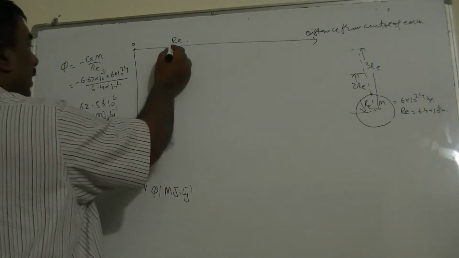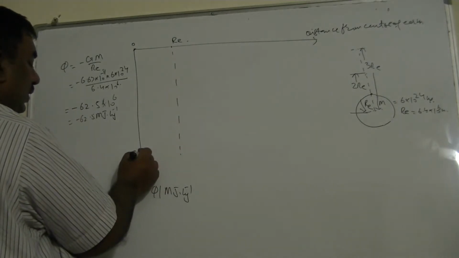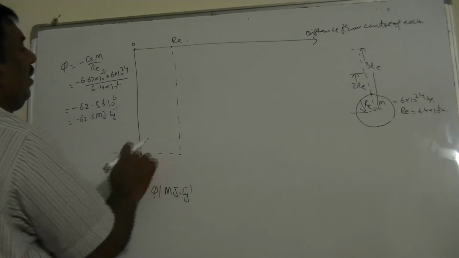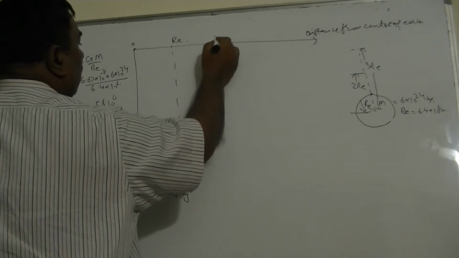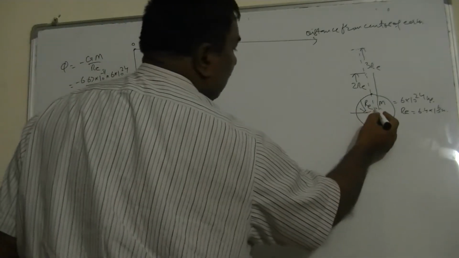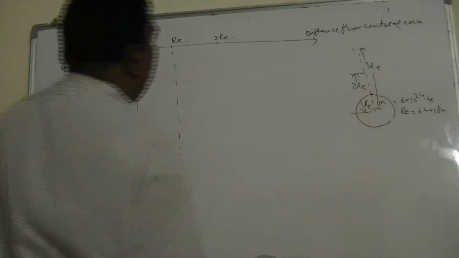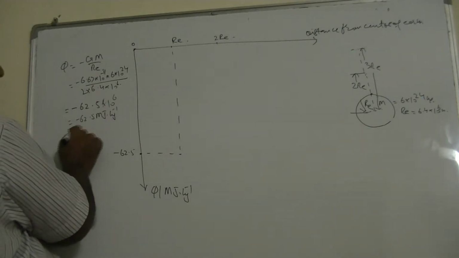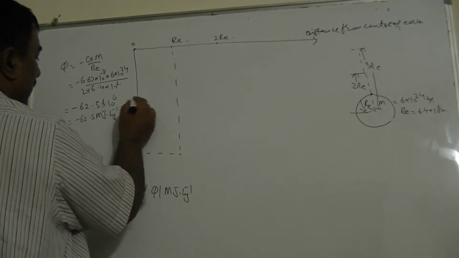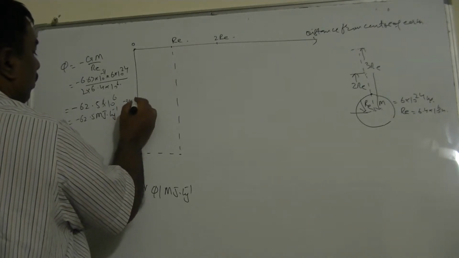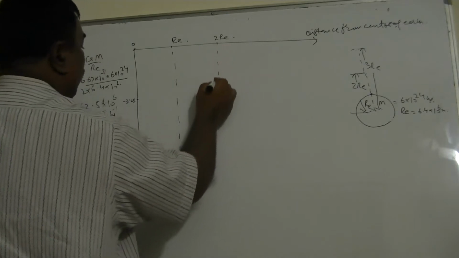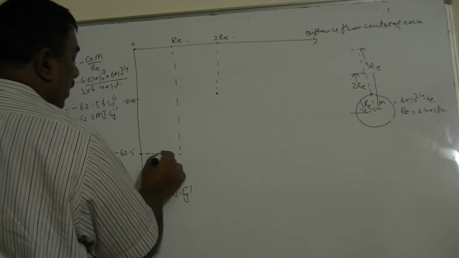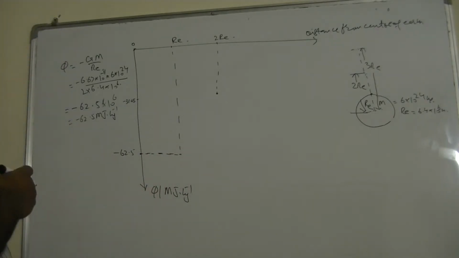Now at Re, this value is minus 62.5 megajoules per kg. I am giving this dotted line. At 2Re, 2Re means the distance is 2Re from the center, twice the radius of Earth. Here it will come, and this calculation will be divided by 2. It comes minus 31.25, and at minus 31.25, this value is this one. I'm not giving this dotted line, I'll be just giving this dotted line for the initial purpose. I'm telling you after this graph.